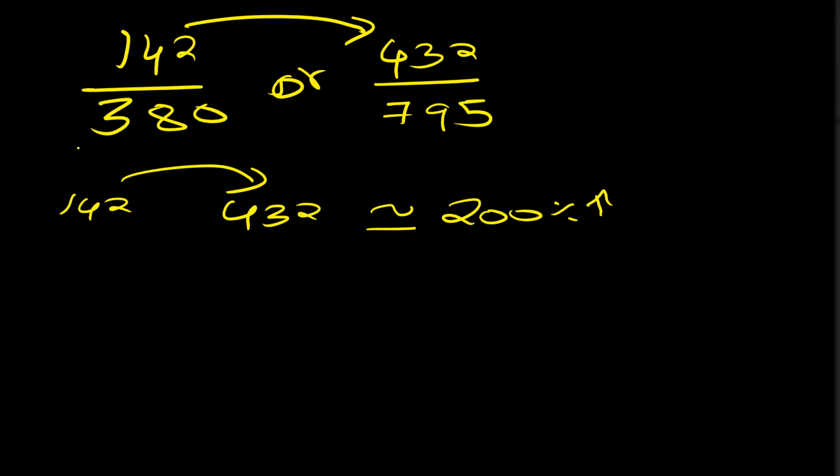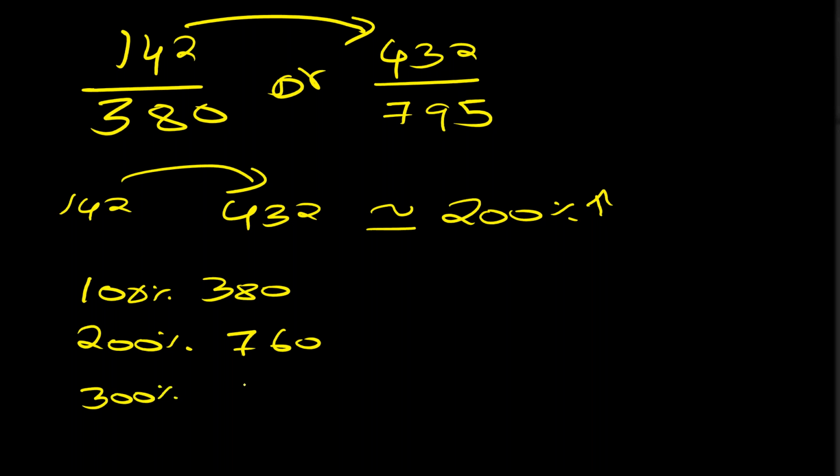Now let us go for 380. So 100% of 380 is 380. Now 200% of 380, I'll be getting around 760. If I'm going for 300%, it is 1140. So it is going around 1140. So now see here, automatically I can say this second denominator.